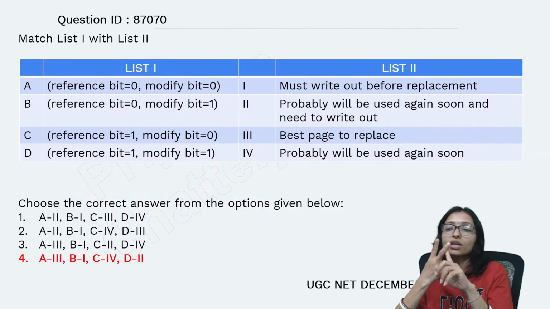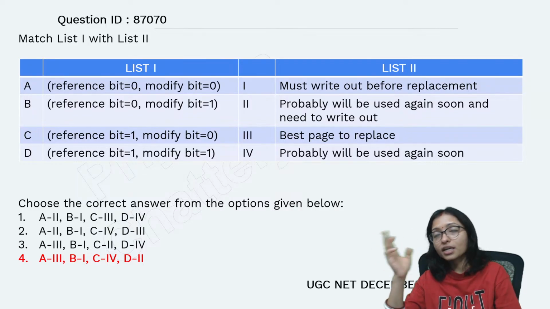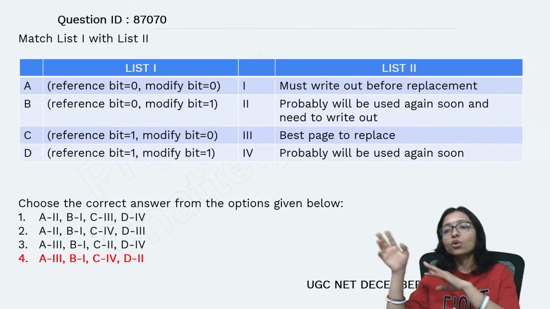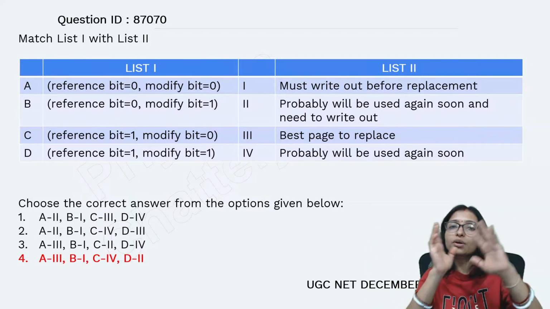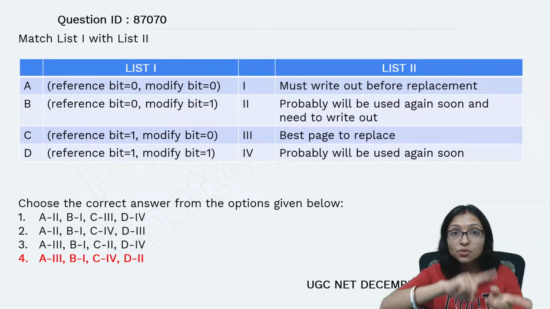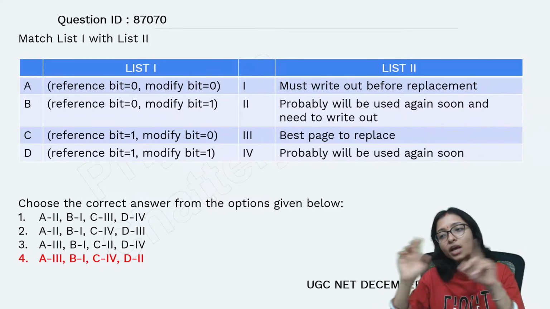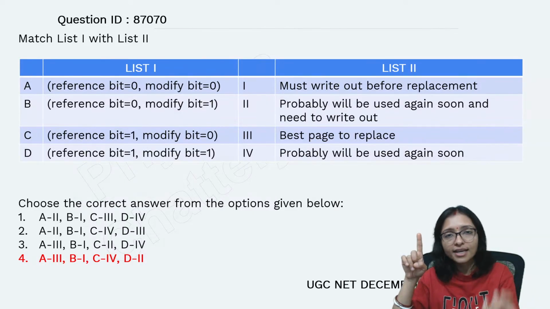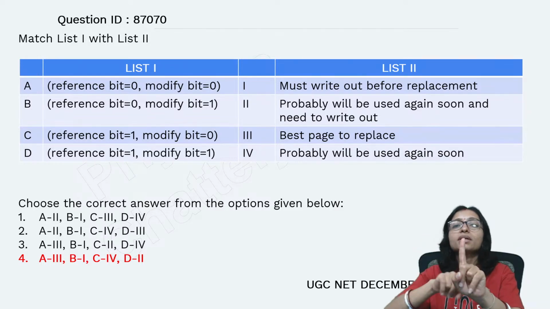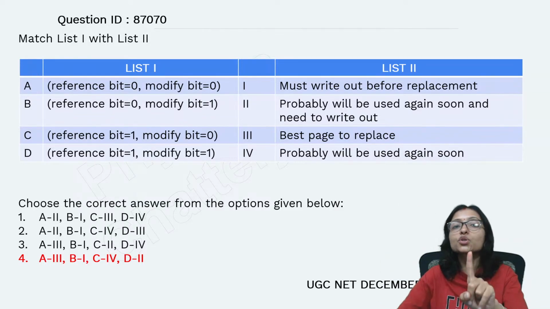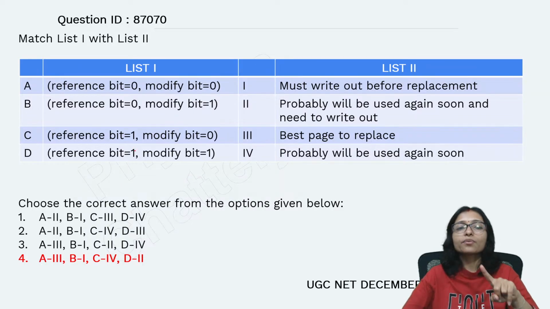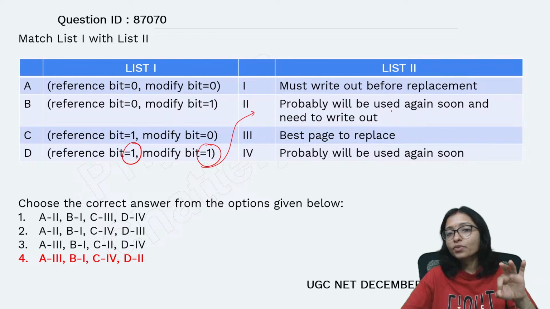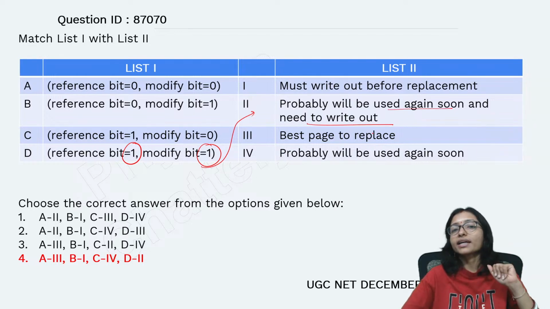And modified bit means we are working with two memories, secondary memory and main memory. You are loading from secondary memory to main memory. Now if you changed one memory, you need to rewrite it in the other memory, otherwise there will be data inconsistency. So after modification, the modified bit is set to 1, which means it needs to be rewritten. So when both the reference bit and modified bit are 1, it will probably be used again soon and needs to be written out.